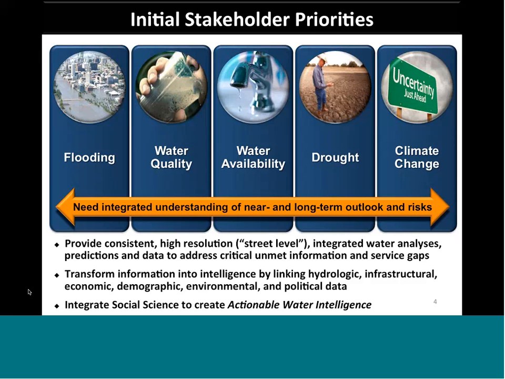It was issues and challenges that related to flooding, water quality, water availability, and drought, all of which are exacerbated by climate change and climate uncertainty, and all of which had this cross-cutting need for integrated understanding of both the near-term and long-term risks. Further, the stakeholders we engaged really hammered home the need for street-level information, information that allows them to respond at the reach-by-reach, neighborhood-by-neighborhood, street-by-street level to these varying types of hydrologic extremes and hydrologic threats.